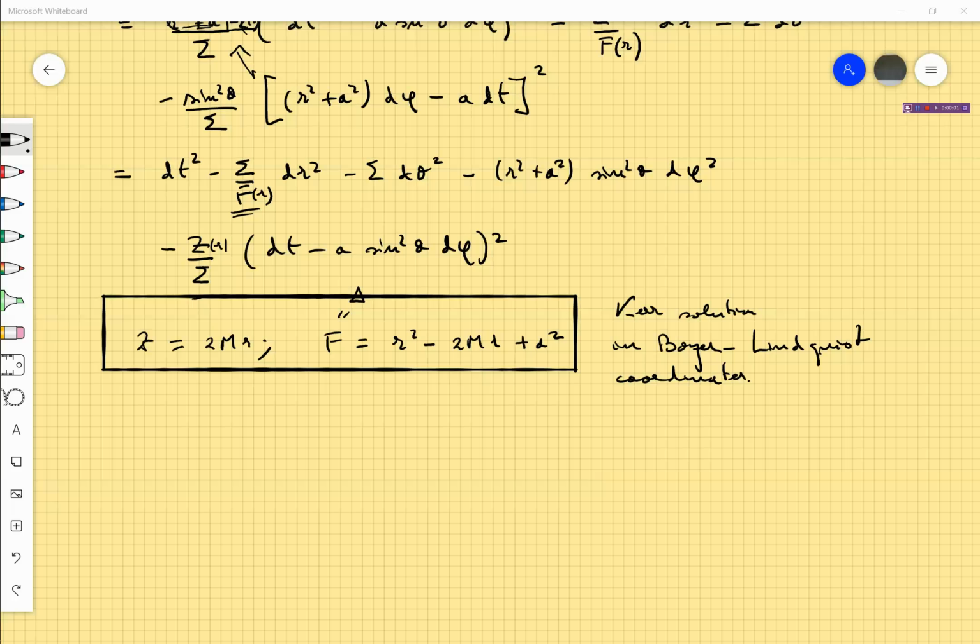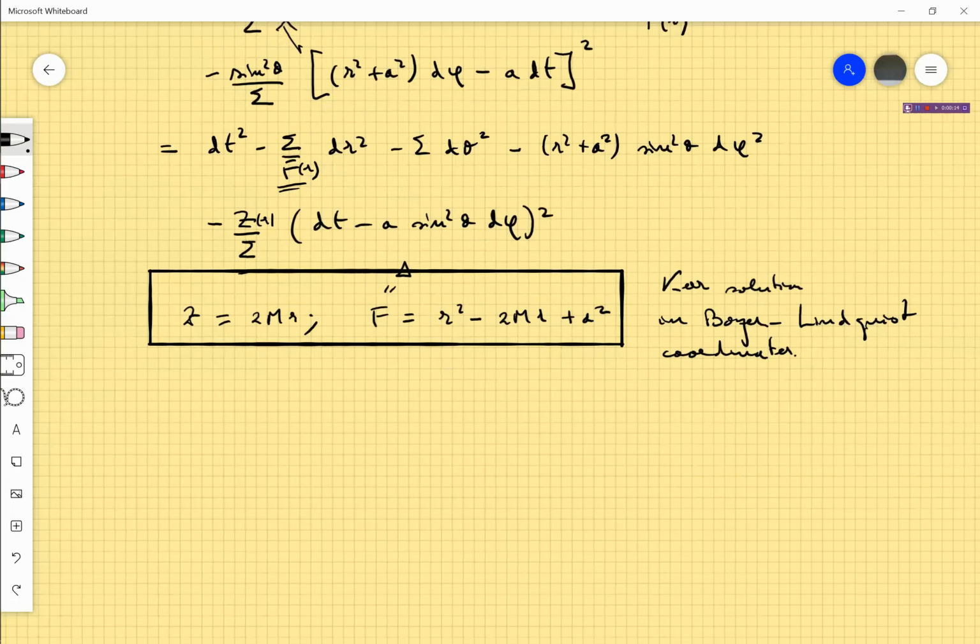So what are the properties of this metric? Some of them we have already mentioned, like asymptotic flatness, but let me review them following the lecture notes. The first thing to notice is that if we set a equal to 0, this means that we are setting the angular momentum to 0. You just recover the Schwarzschild metric in the standard Schwarzschild coordinates.